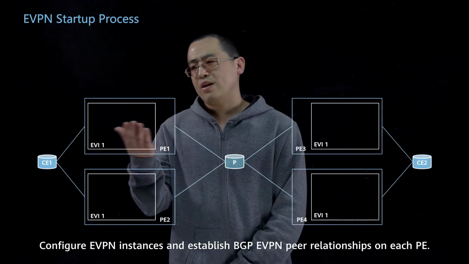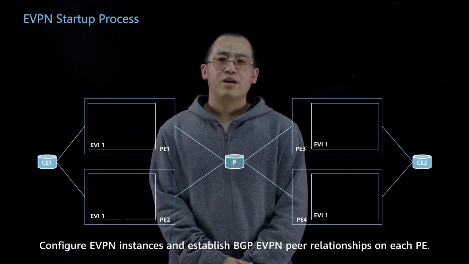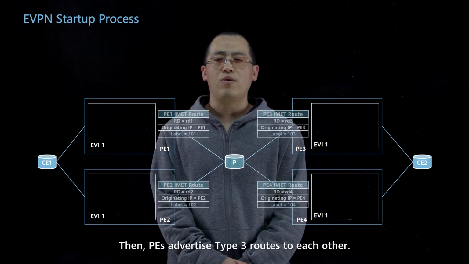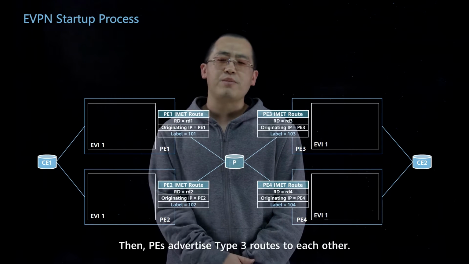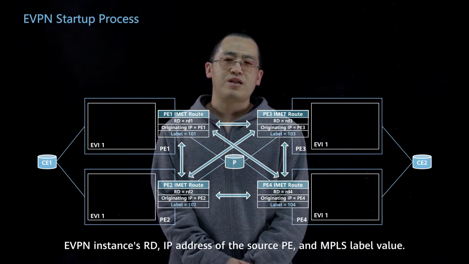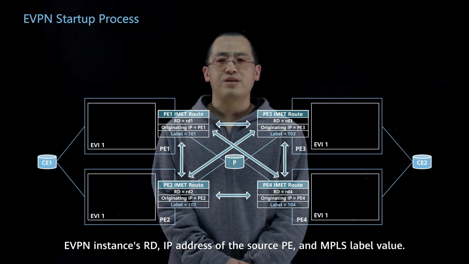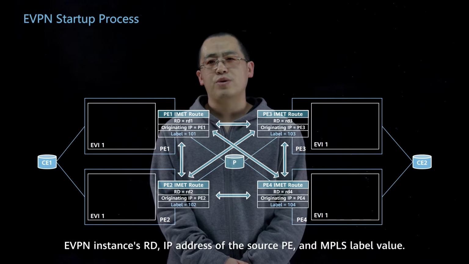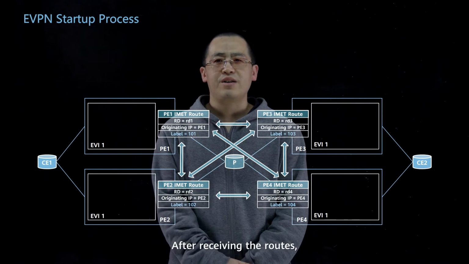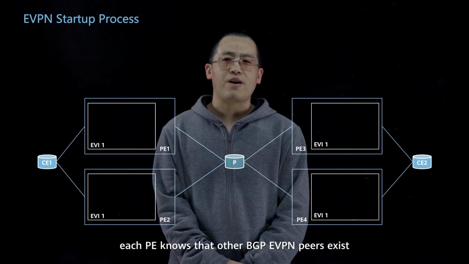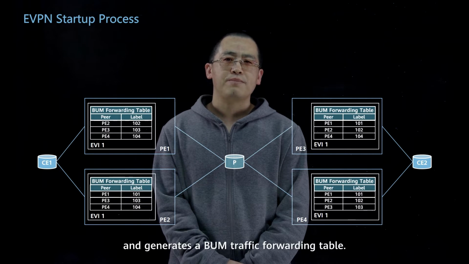Configure EVPN instances and establish BGP EVPN peer relationships on each PE. Then, PEs advertise Type 3 routes to each other. A Type 3 route carries the following information: EVPN instance's RD, IP address of the source PE, and MPLS label value. After receiving the routes, each PE knows that other BGP EVPN peers exist and generates a BUM traffic forwarding table.